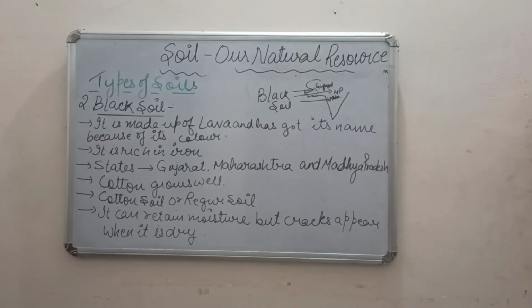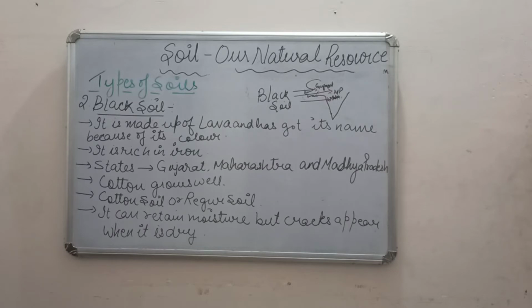So now let's talk about the black soil. It is made up of lava and has got its name because of its color, that is black. And when we talk about the black soil, children, it is rich in iron.